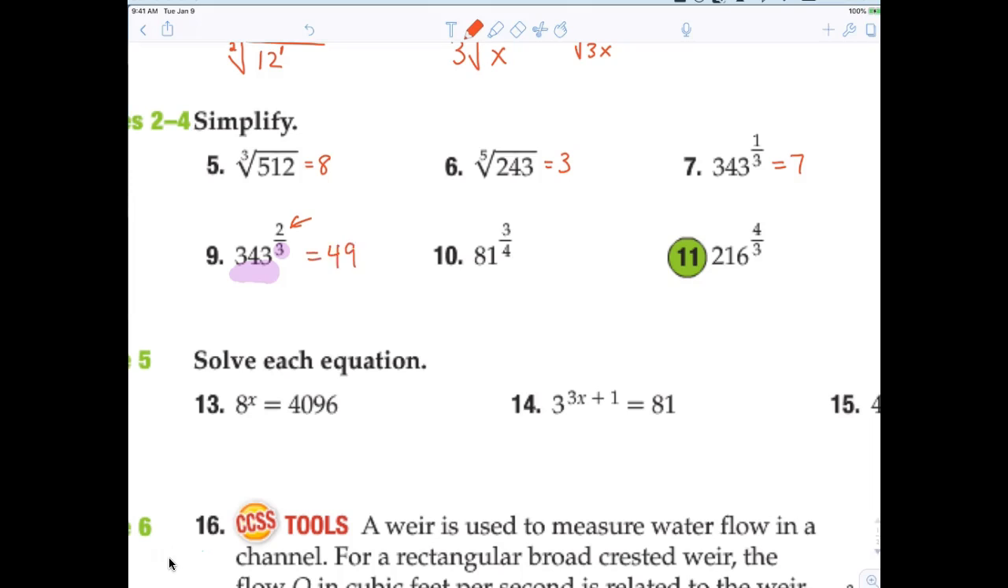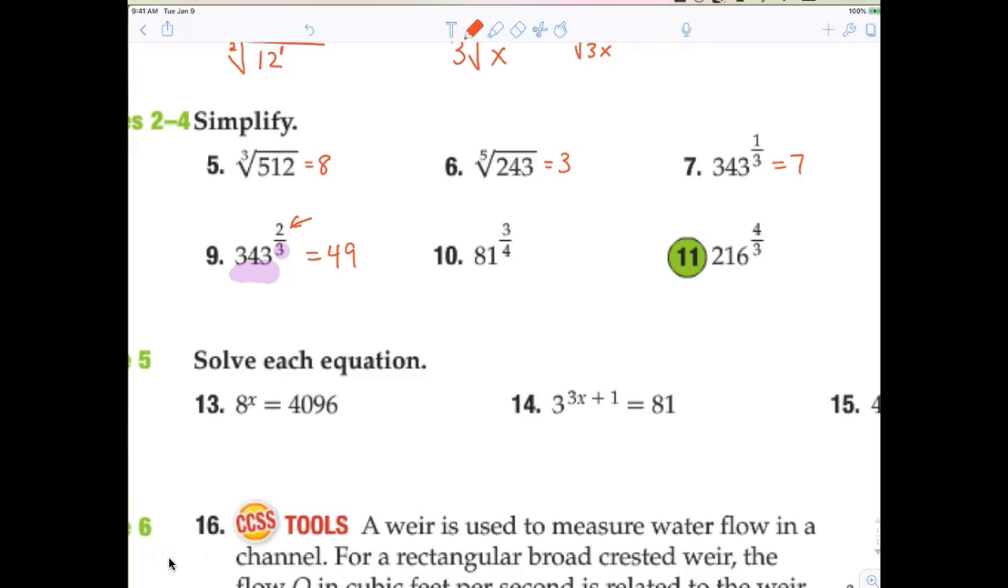Why is it 49? Because you're taking the cube root first, and then you square it. Now, I could square 343 and then take the cube root, but it's always easier to take the cube root first.